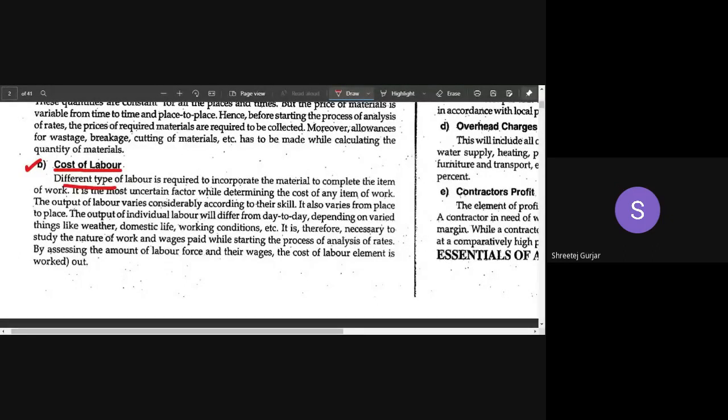Can you name a few types of labors? You know, can you name? Do you know a few types of labors? Gotre, if you know, please, can you try to name a few? Those who have done internship in the field.